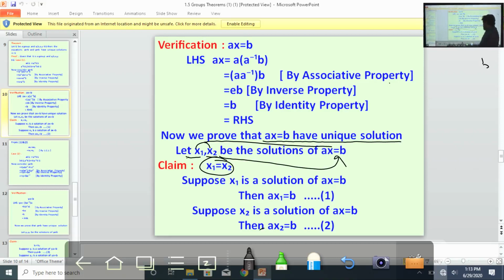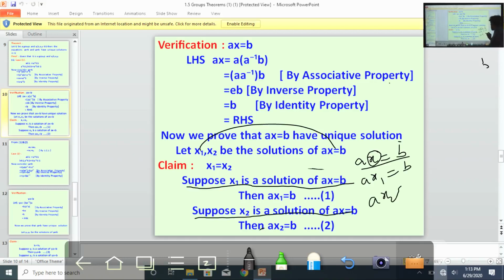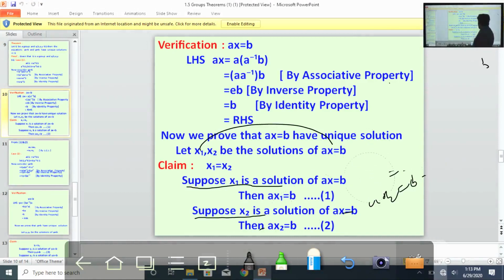Suppose x1 is a solution of Ax = b, right? Replace here. What is the condition? What is the equation? Ax = b. Here, what is the solution? x1. x1 is a solution of this equation: Ax1 = b. Suppose x2 is a solution of Ax = b. Here, Ax2 = b. This is 1. This is 2.